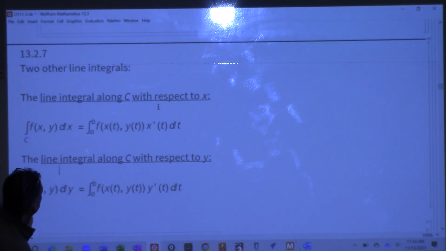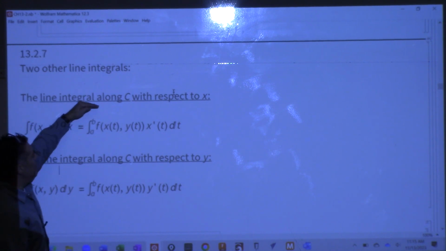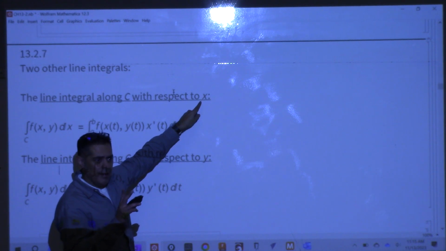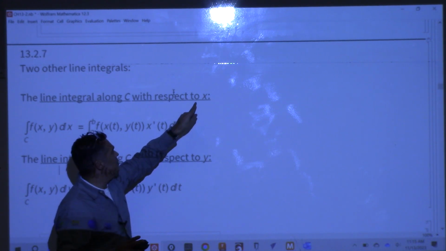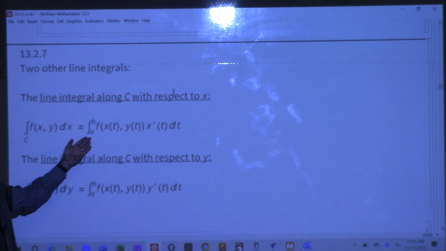All right, there are 2 other line integrals. There's 2 other ones that are used quite a bit. And I think it's not going to make a lot of sense as to why we use these, but just for now, just trust that they are. Here's what they are. The first one is called the line integral along C with respect to x, not with respect to s, right? Not with respect to arc length, but with respect to x. And here's the formula right here.